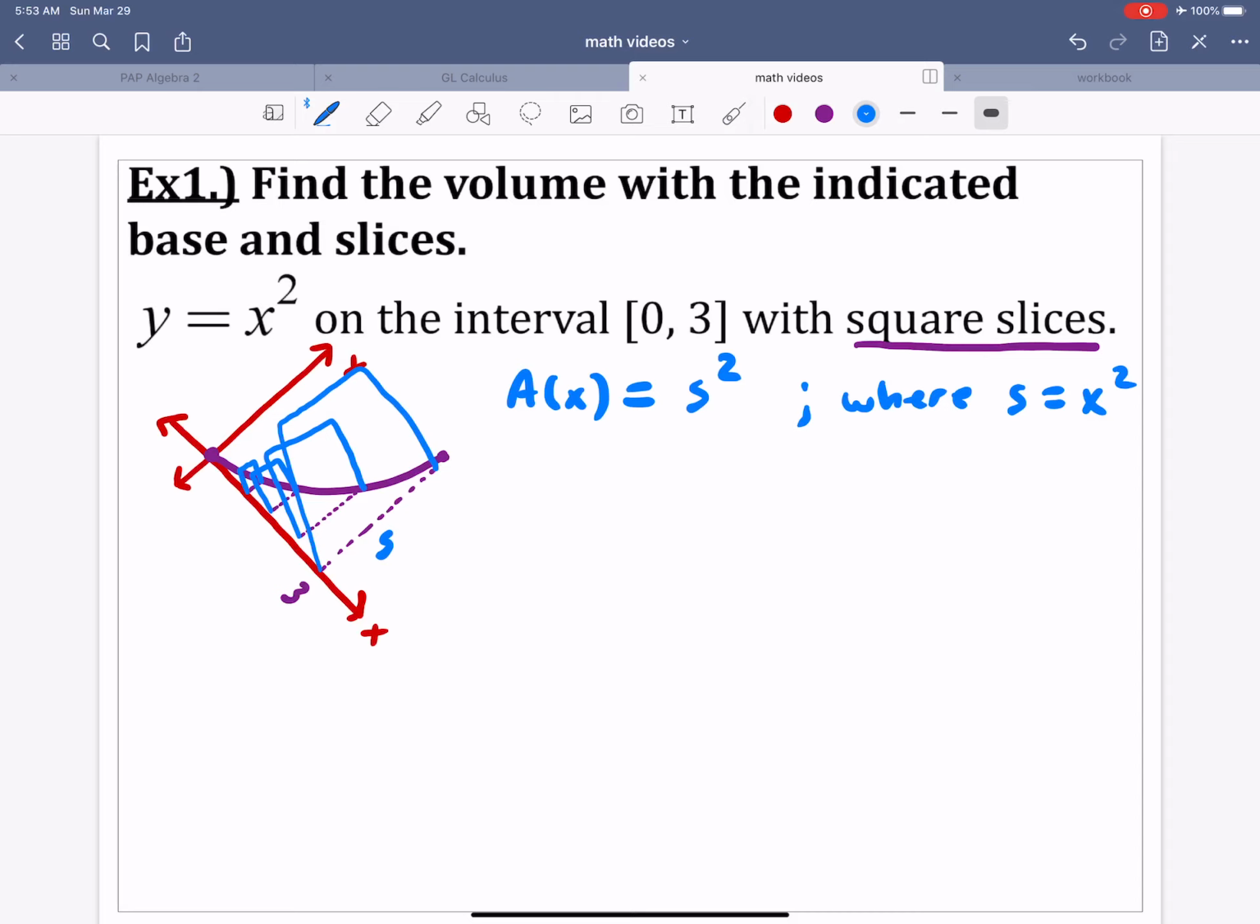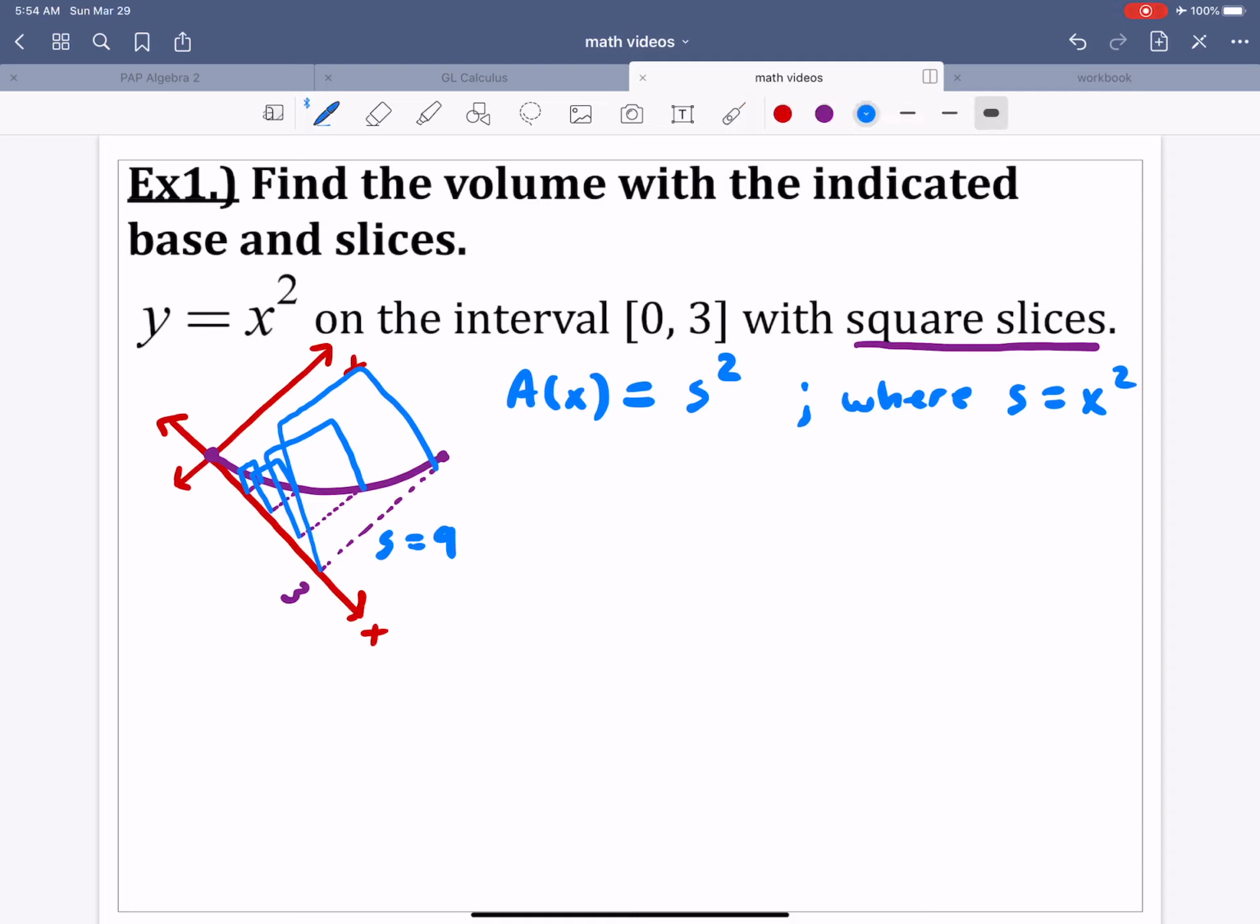It's not 3. 3 is the x value. So I take 3 and I plug 3 into the function x squared. So 3 squared gives me 9. So the side length of this square is actually 9. And you should probably agree, as I slide from 3 towards 0, the side lengths are always getting smaller. Every time I go closer to 0, the side length is getting smaller and smaller and smaller.